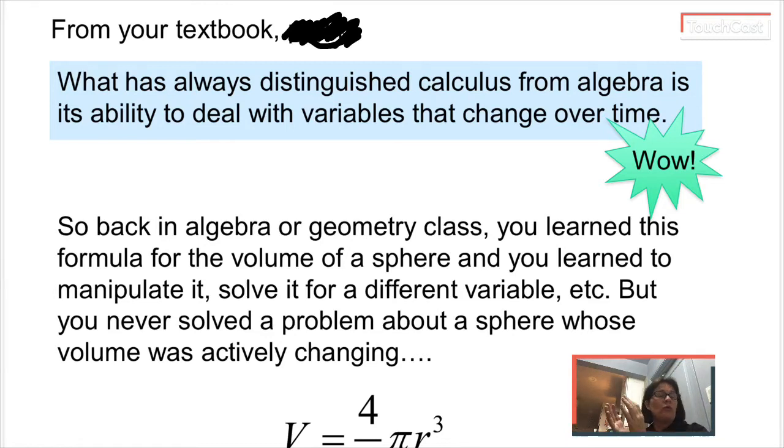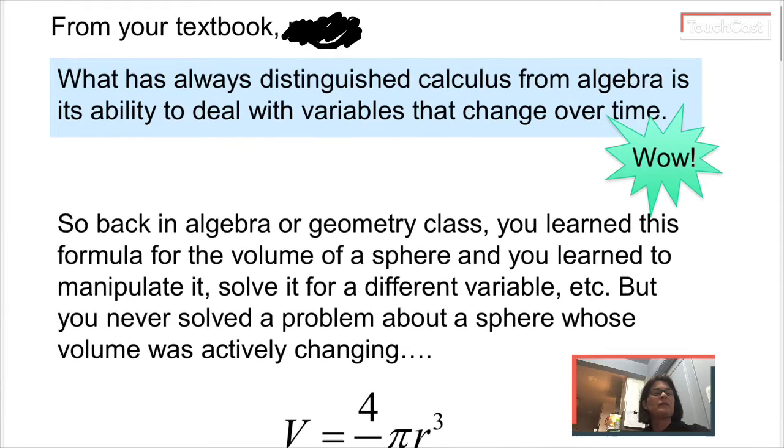So you, in geometry class, learned a whole bunch of formulas for volumes and surface areas, areas, perimeters, and you learned how to use algebra to take that equation. Maybe you solved it for a different variable. Maybe you substituted values in to find a volume or a perimeter, but you never had a chance to use a formula like that. You can see my formula is peeking down from below.